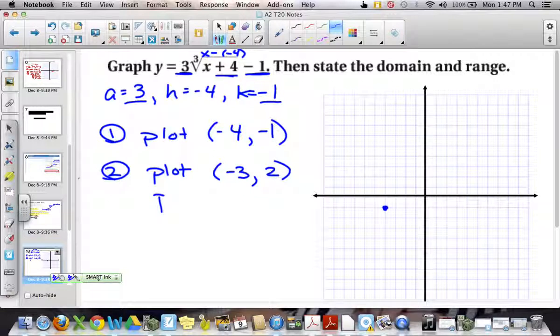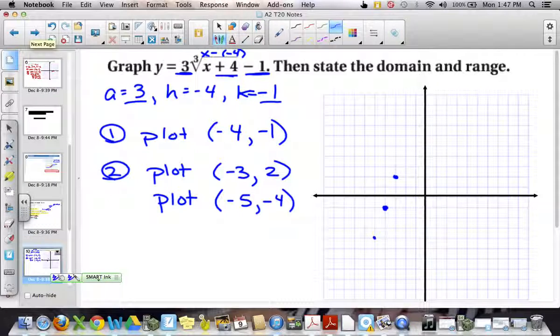And then we're also going to plot h minus 1, which would put us at negative 5, and k minus a, which would put us at negative 4. So plotting those 2 points, negative 3, 2 is going to be here, and negative 5, negative 4 would be down here.